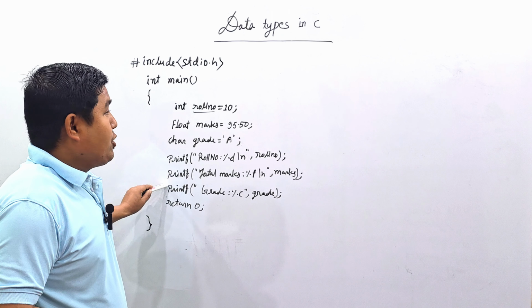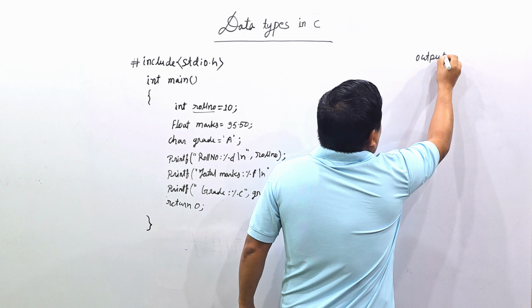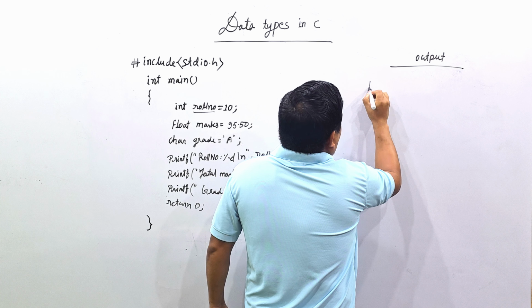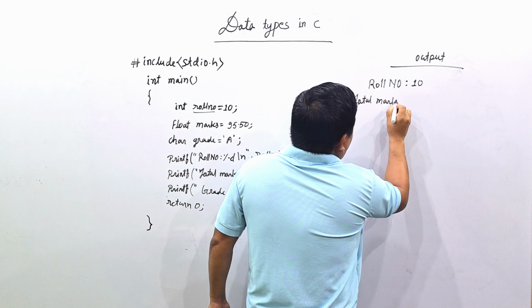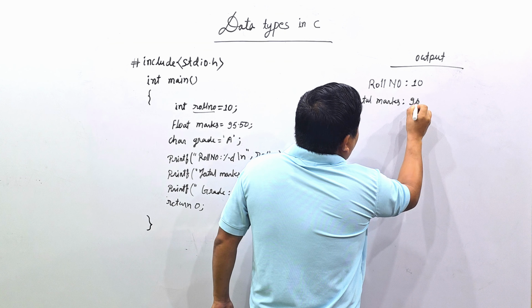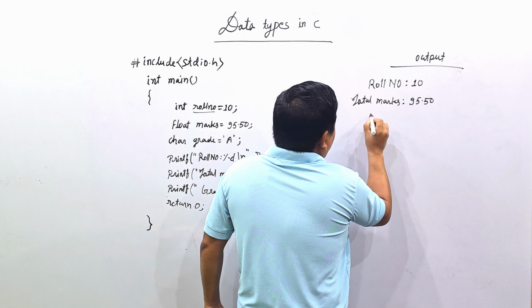When we execute this program, the output will be: roll number 10, total marks 95.50, and grade A. So this is a simple program of the data type.